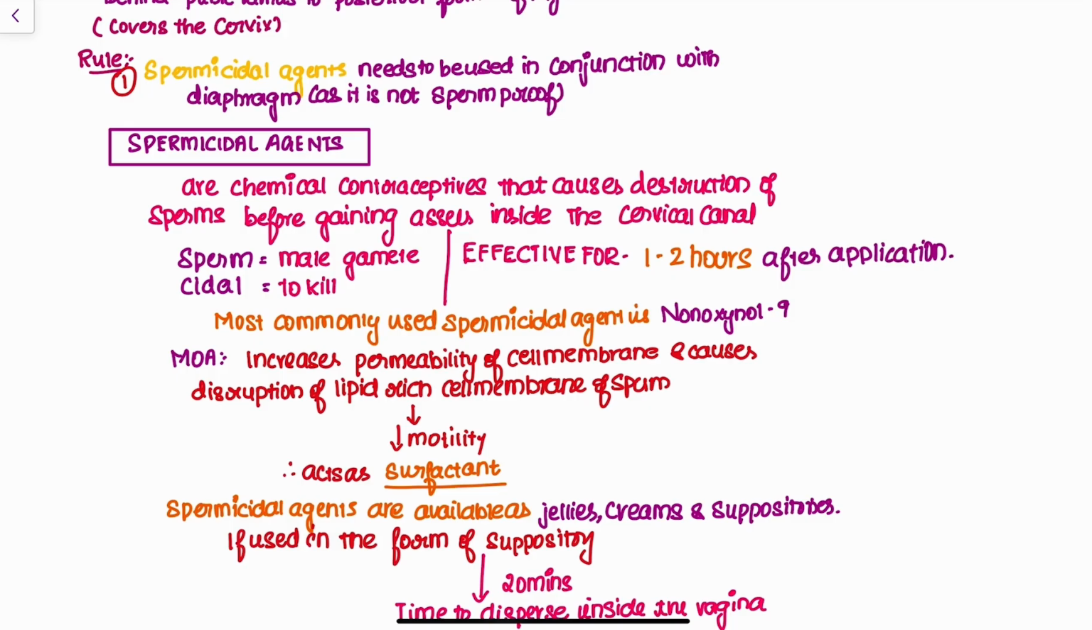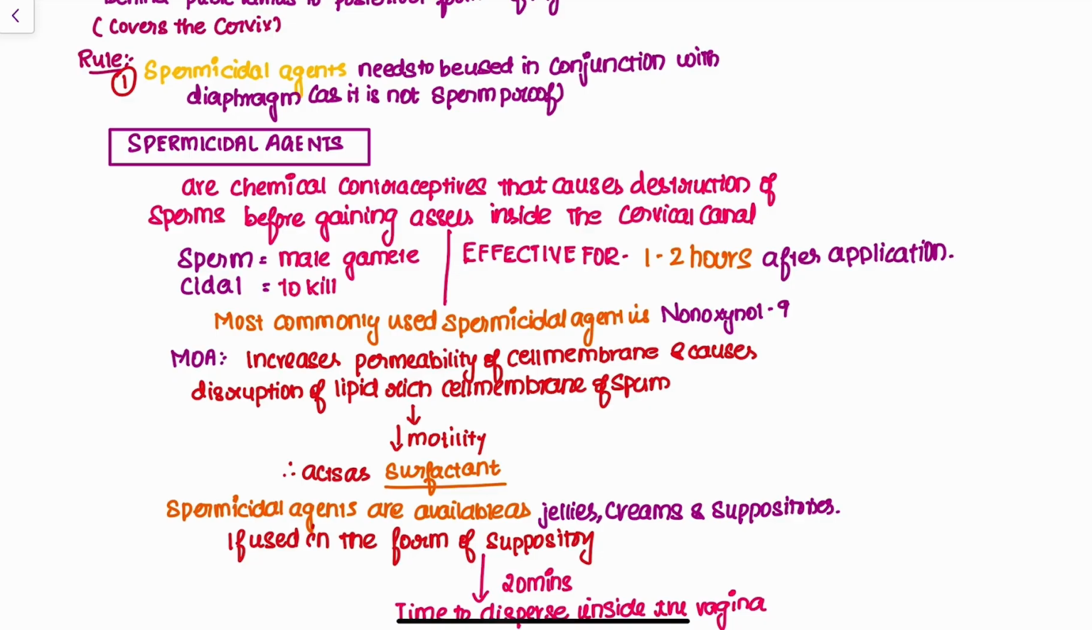So spermicidal agents are nothing but chemical contraceptives that cause destruction of the sperms before they gain access inside the cervical canal. What do you mean by spermicidal? Sperm is the male gamete that we all know. What do you mean by cidal? Cidal is to kill. So basically, you're going to kill the sperm with the help of this spermicidal agent, a chemical that causes destruction of the sperm before it gains access inside the cervical canal.